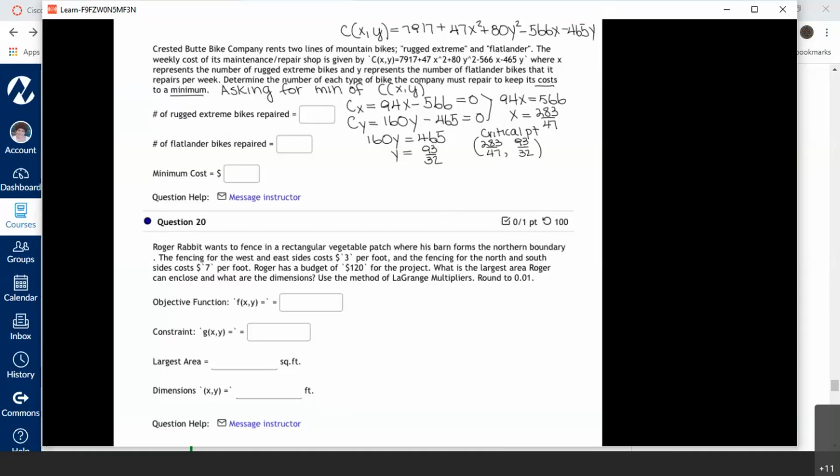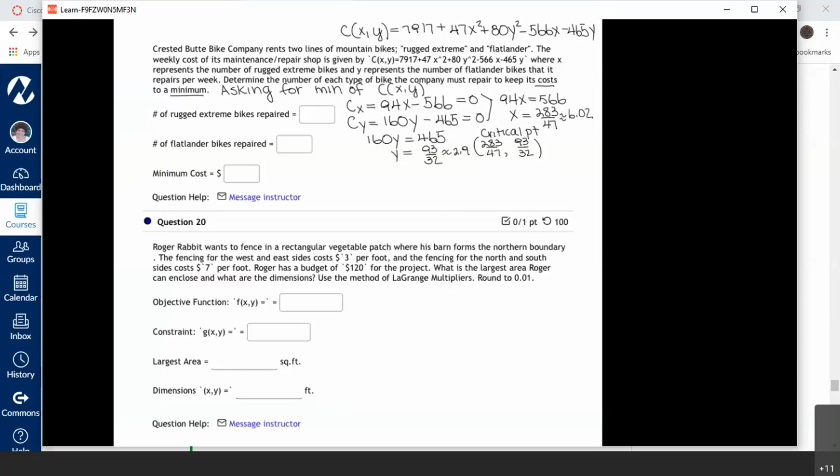Now again, what they're going to ask you to do here is round these values, because it doesn't make sense to say I have 283 divided by 47 bikes. This is about 6.02, and the Y value, 93 over 32, is 2.9.